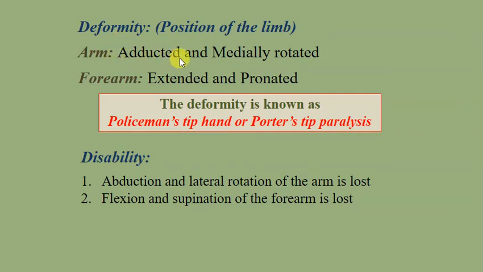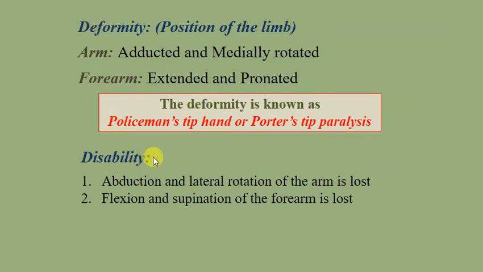The arm will be adducted and medially rotated. The forearm is extended and pronated. So the deformity is known as policeman's tip hand, or it is called Erb's paralysis, or in other words, the Erb-Duchenne paralysis.